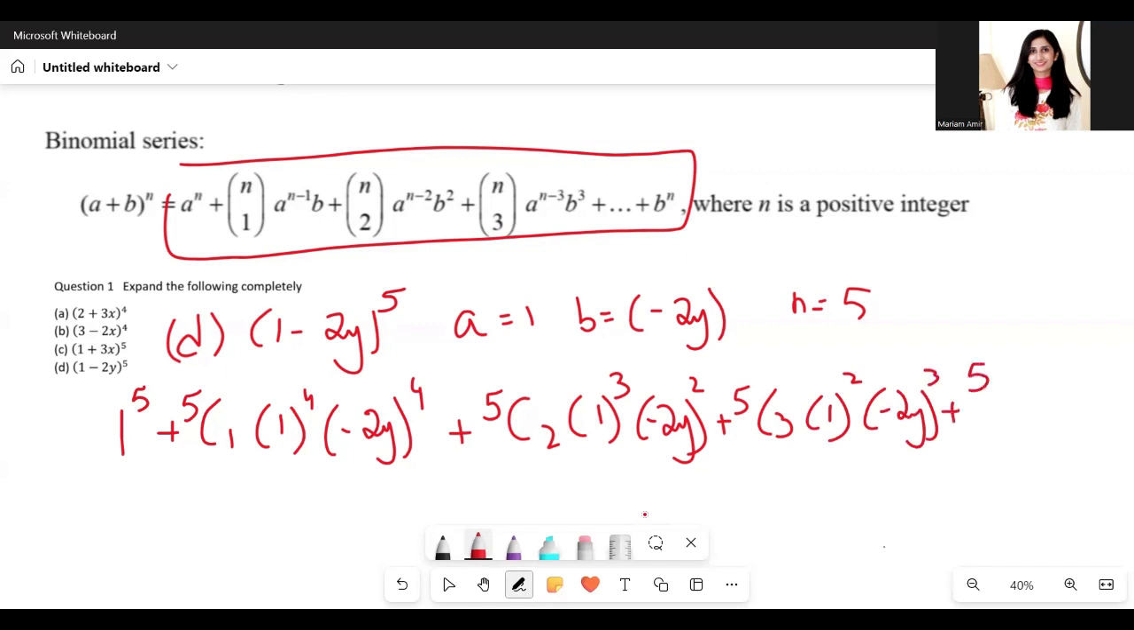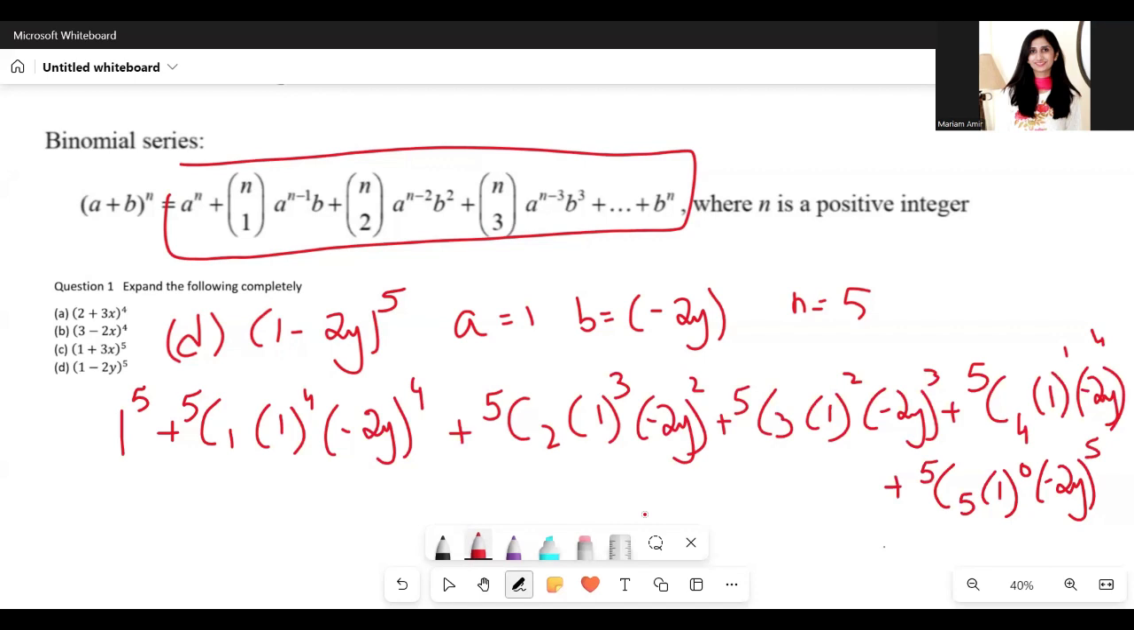And second lastly, 5c4, 1 power, the difference of these two, which is 1, and then minus 2y power 4, and then plus 5c5, 1 power 0, minus 2y whole power 5. You could have ignored all the ones in this question because 1 power anything is still 1. So these could have been ignored. But even if you don't, that doesn't make any difference. All right.